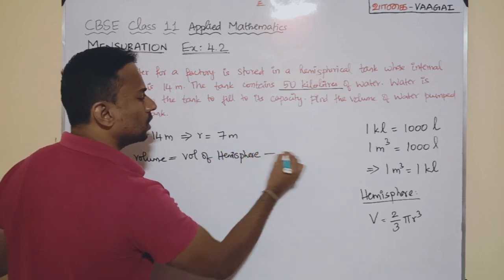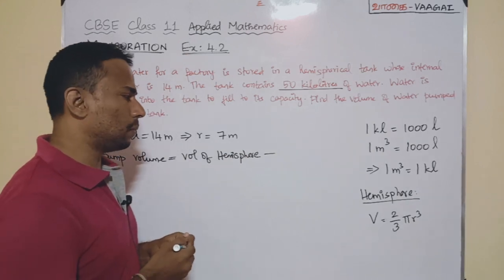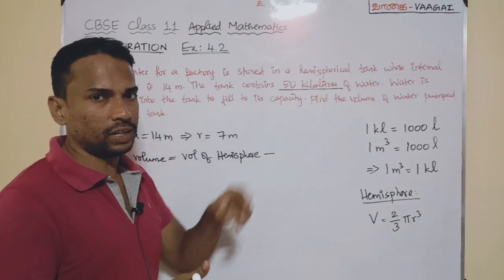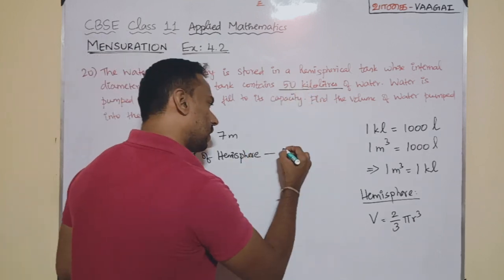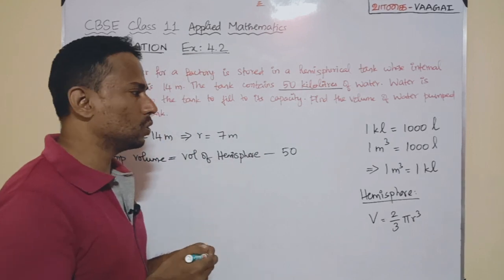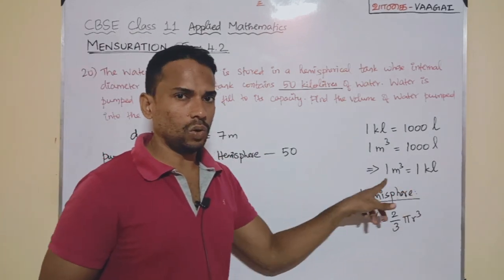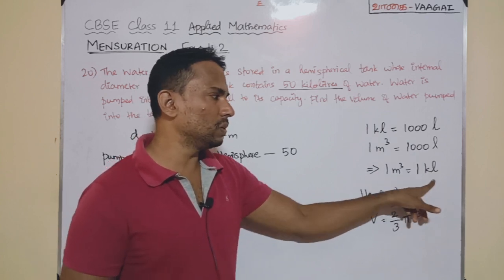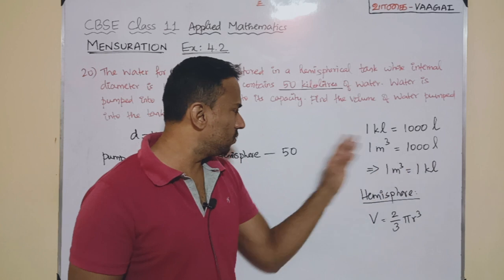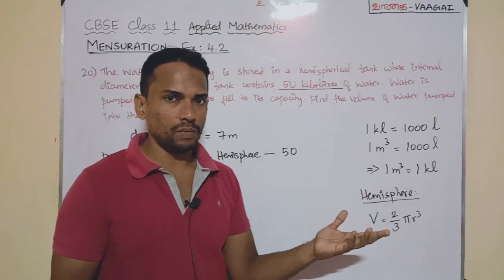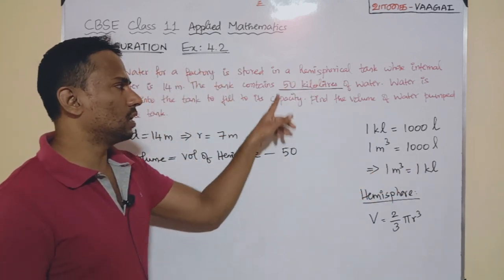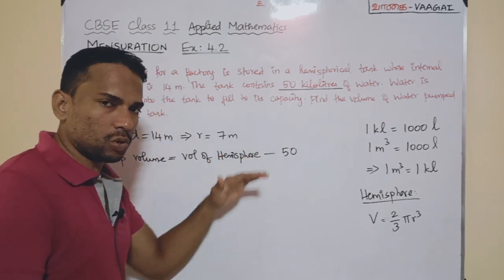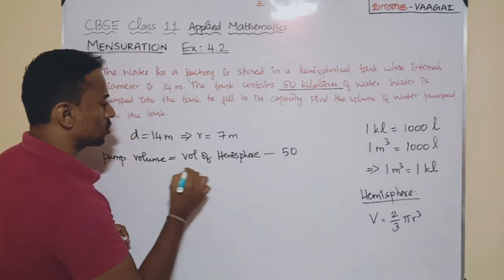Now from this, I need to subtract the volume of water which is already there. Already there is 50 kiloliters of water. So 50 kiloliters, I will write it as 50 itself. Why? Because you will see carefully here, we already have the relation: 1 meter cube is 1 kiloliter, which means 50 kiloliters is going to be the same as 50 meter cube. That's the reason. So I'm going to express the volume in terms of kiloliters itself so that I can directly get the answer. So now continue the problem.